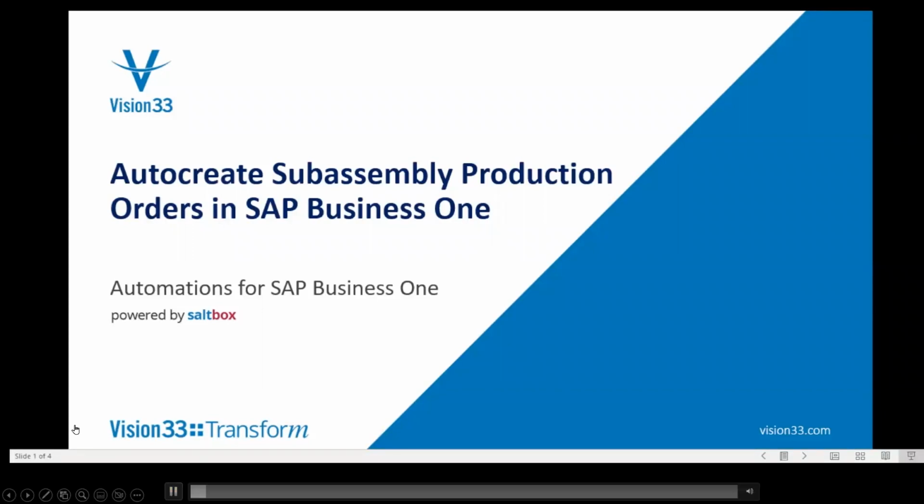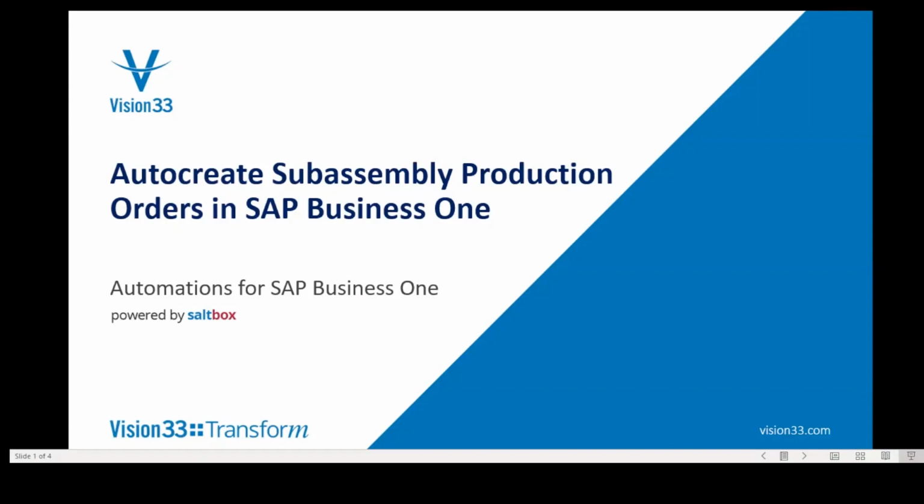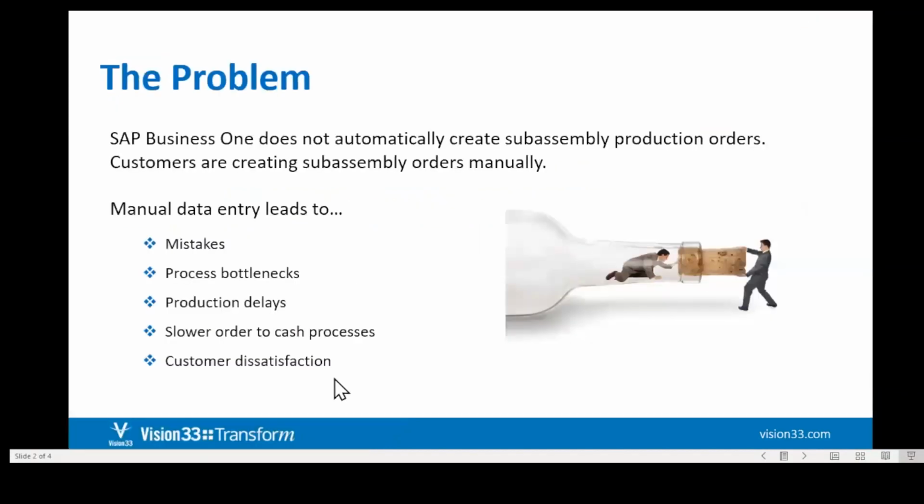Welcome to Automations for SAP Business One. This video will demonstrate how to auto create subassembly production orders in SAP Business One. The problem in this case is that SAP Business One does not automatically create subassembly production orders. So customers are creating subassembly orders manually. Manual data entry leads to, as we all know, mistakes, process bottlenecks, production delays, slower order to cash processes, and to customer dissatisfaction.